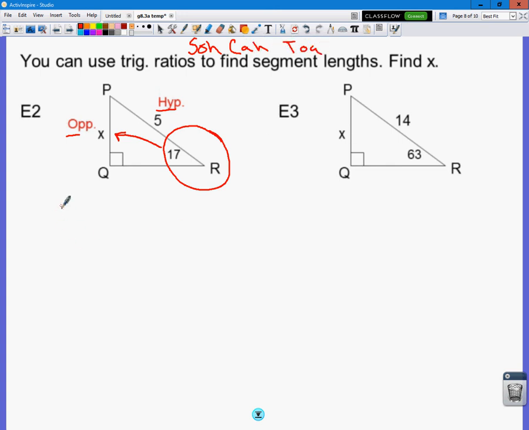So I want to take the sine of the angle, which is 17, is equal to what is opposite, x, over 5. This, believe it or not, is just an algebraic equation. This sine of 17 is just a numeric value. I'm going to leave it this way for a second. I'm not going to put a number there. If I wanted to solve this for x, how would I get x by itself? I'd multiply it by 5.